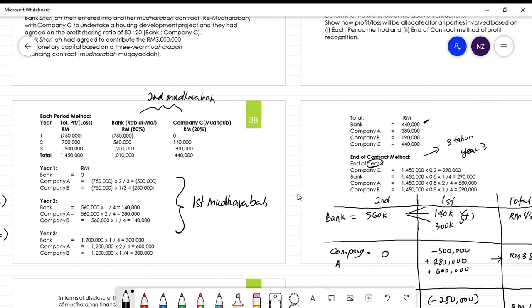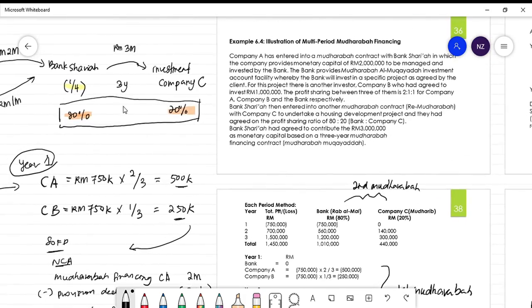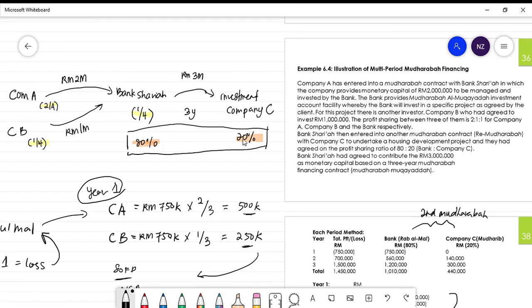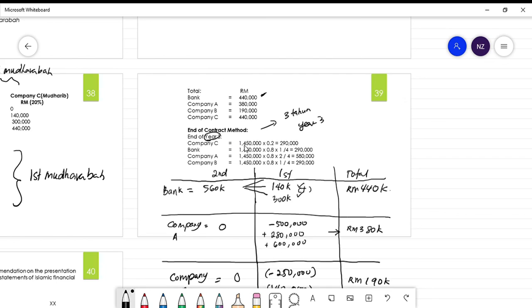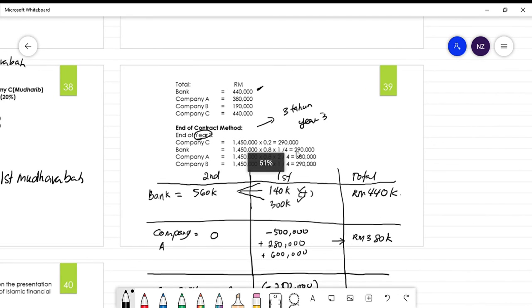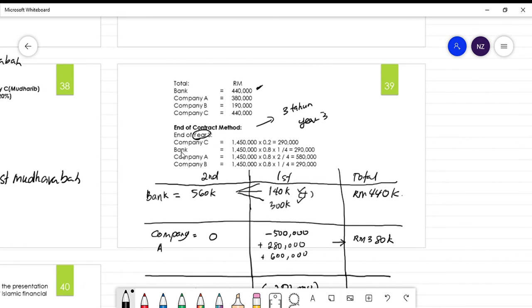145,000. Kita times according to the profit ratio untuk both of the contract. So contoh tadi company C kita hanya times 20% lah sebab dalam structure ni dia hanya ada satu je profit ratio kan, 20%. So kita ambil company C, nilai profit times with 30%, dia akan dapat 290000. Okay, untuk bank, disebabkan dia related dengan dua kontrak, so dia kena times with both of the ratio, 80% for the second mudharabah, 1/4 for the first mudharabah.